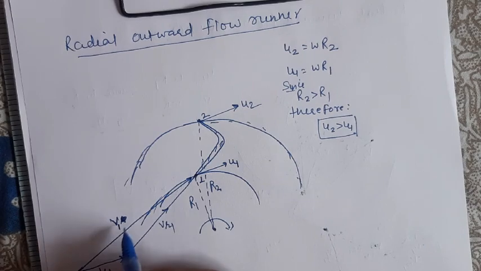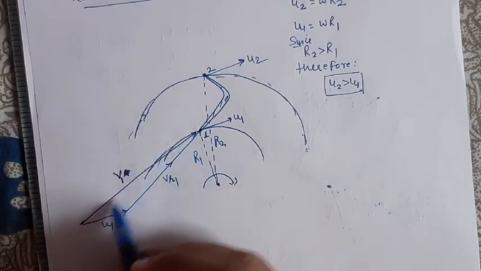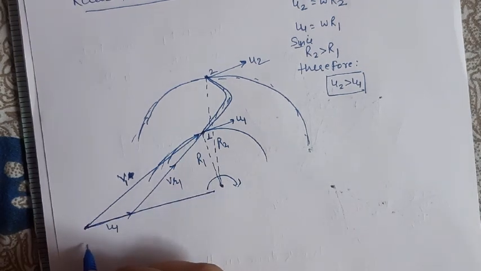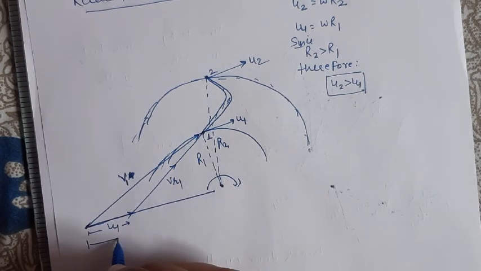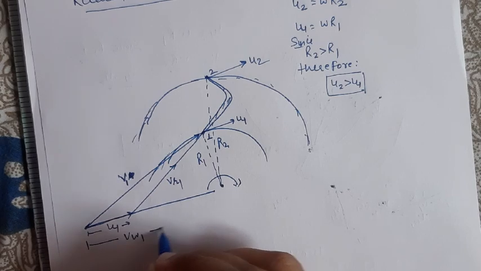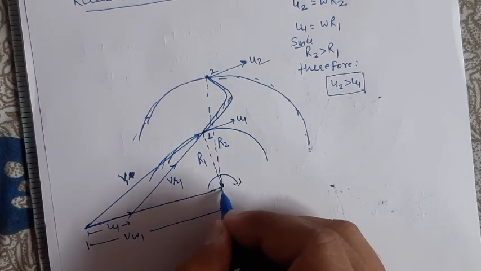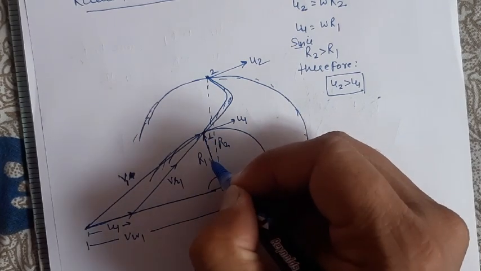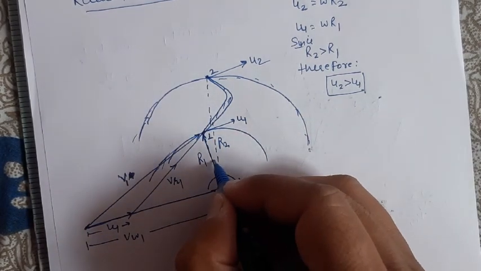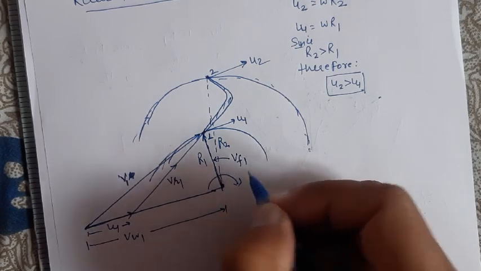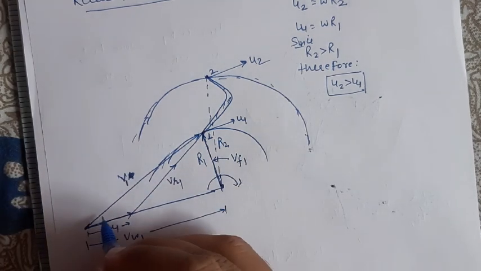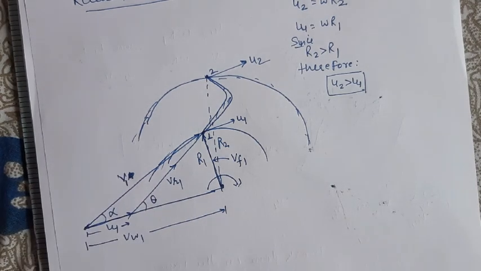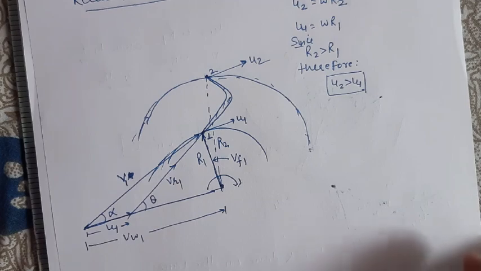Now there are two components of V1. One in the direction of motion of the vane, which is known as Vw1, the whirl component. Another one is perpendicular to the direction of motion of the vane, which is in the radial direction, known as Vf1, the flow component. Again, the angles are the same. This is the nozzle angle at inlet, and this is the blade angle at inlet, theta. Same you have to draw for the exit.